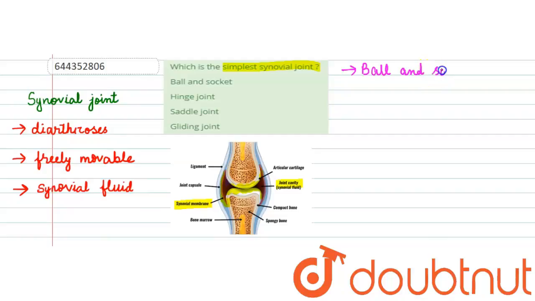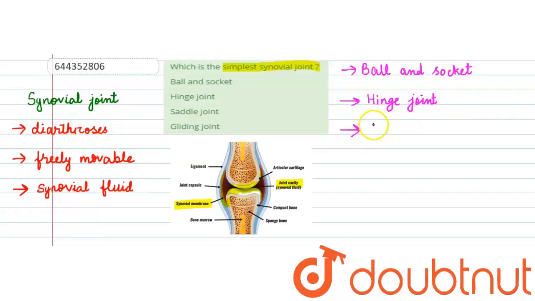So the first one is your ball and socket. Now your ball and socket is actually a joint that permits movement in all directions, and it is the type of joint that is present in the shoulder joint and your hip joint. Now, the next one is your hinge joint. As the name suggests, a hinge joint is a joint that allows opening and closing in one direction, that is along one plane only. It acts like a hinge door, and examples include your elbow joint and your knee joint.